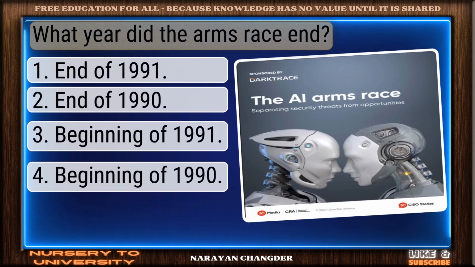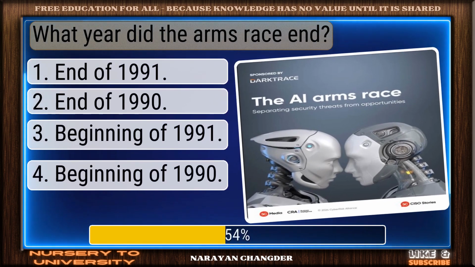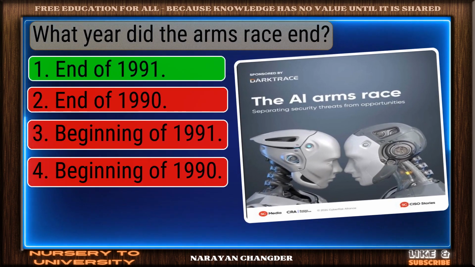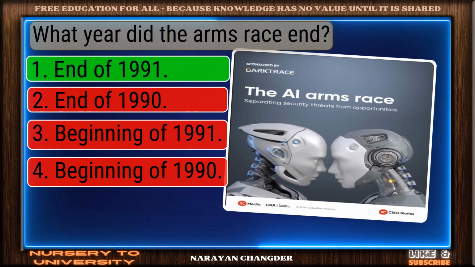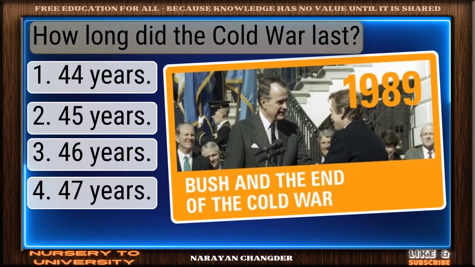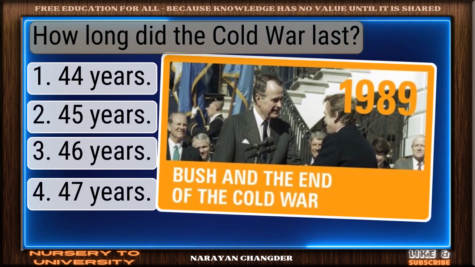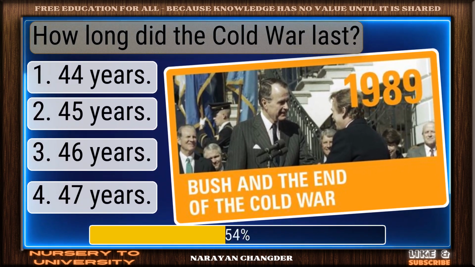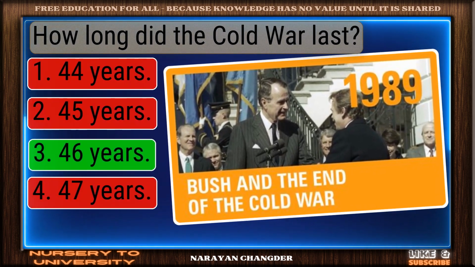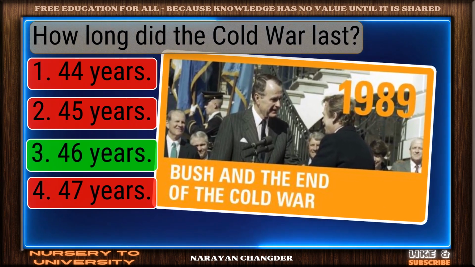What year did the arms race end? Great thinking. End of 1991 is the right choice. How long did the Cold War last? Correct. 46 years is the right answer.